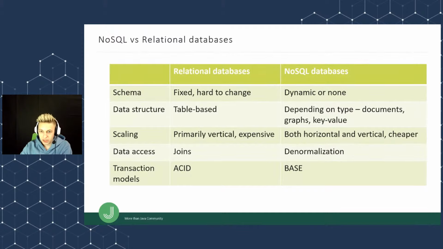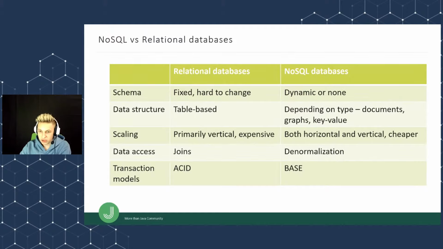Scaling. Regarding relational databases, scaling is primarily vertical, and it's expensive, as we discussed before. While NoSQL databases provide us a huge amount of scalability, because it's both horizontal and vertical. And we can create a huge amount of clusters of these instances of DBs. Regarding data access, while relational databases use joins, NoSQL uses denormalization. So data is structured in a denormalized way.